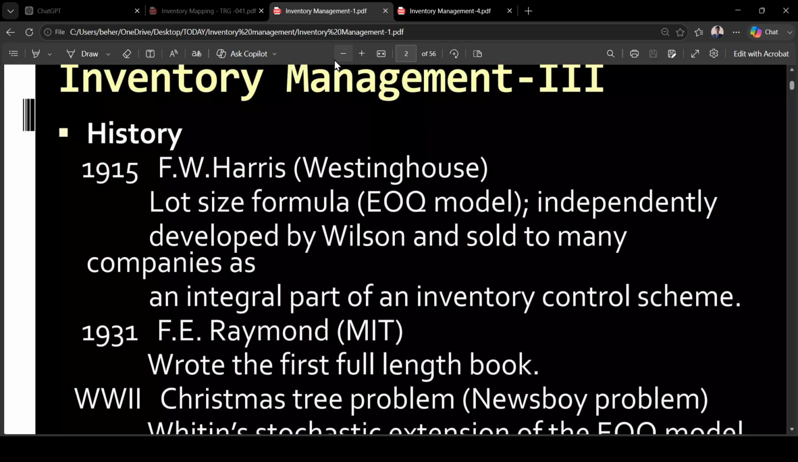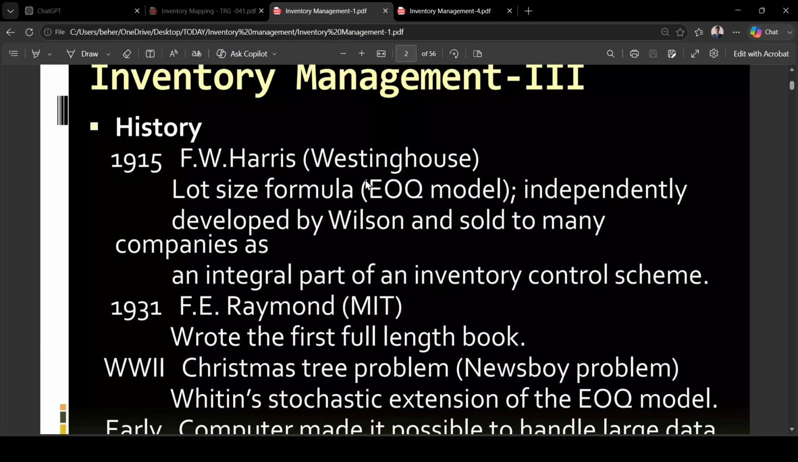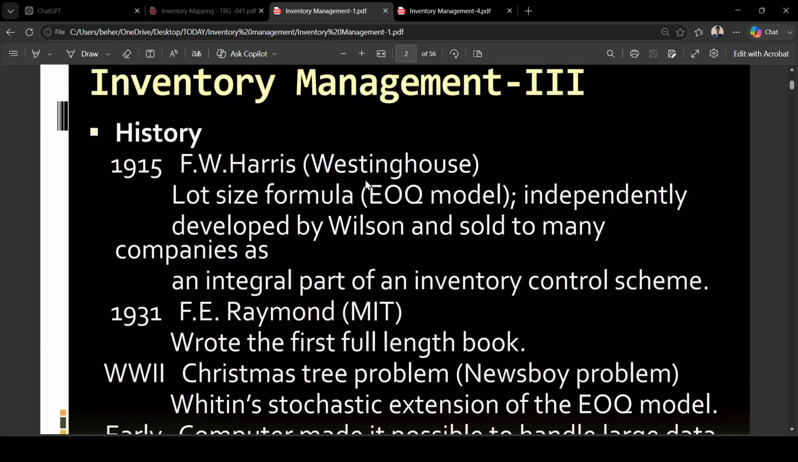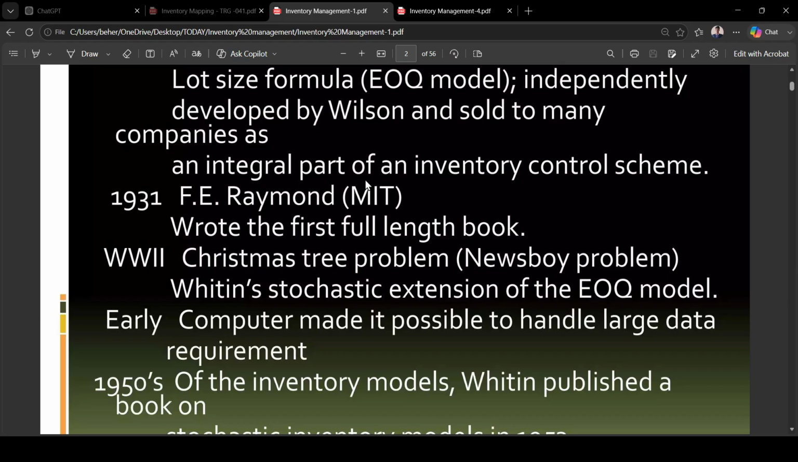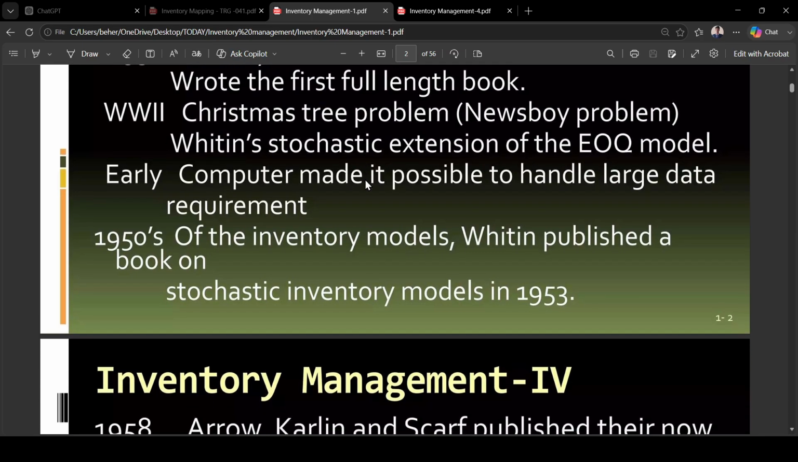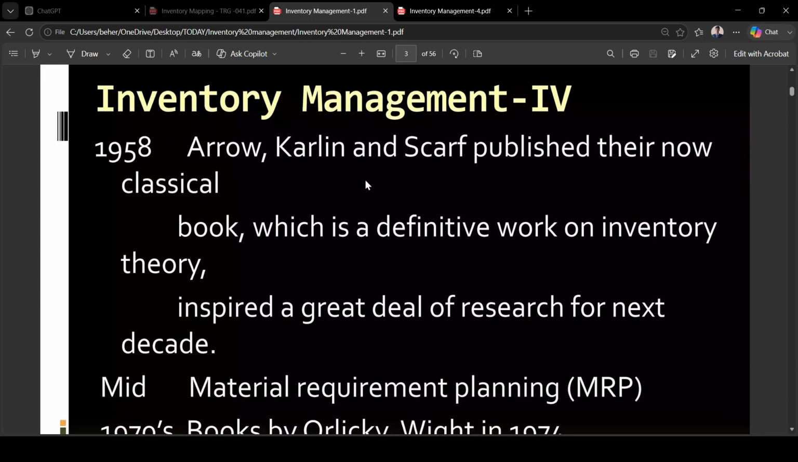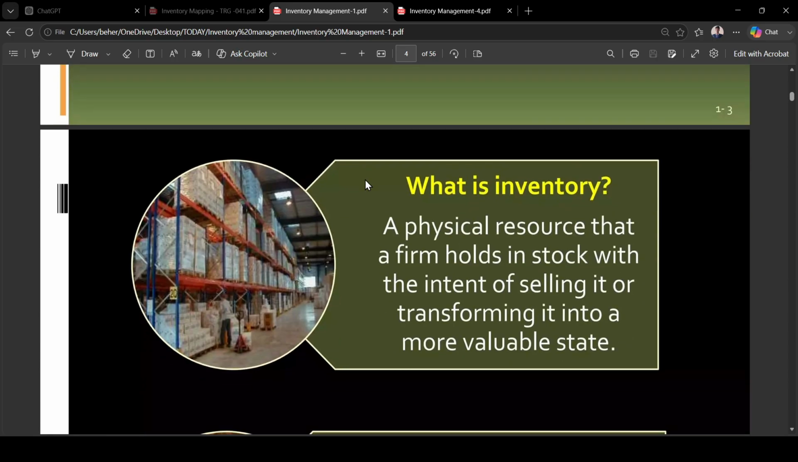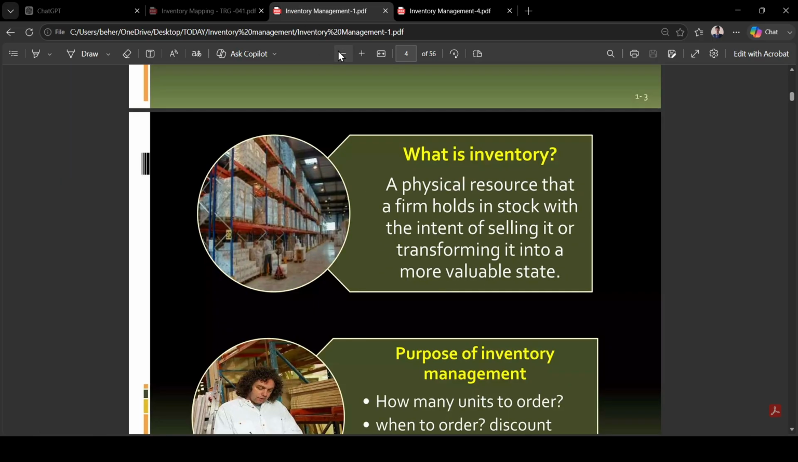So inventory management, some more details are there. That one you can easily read.